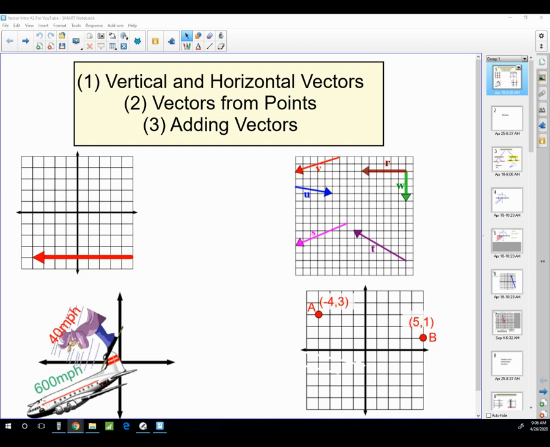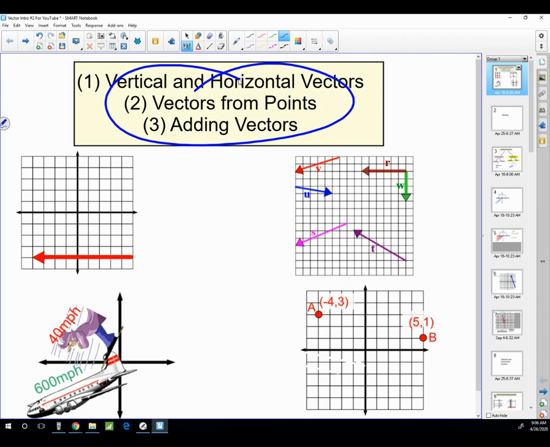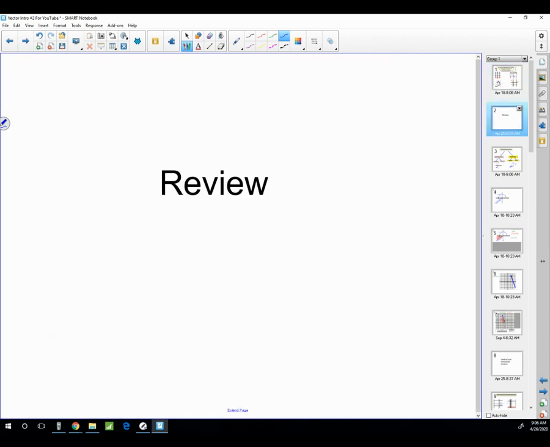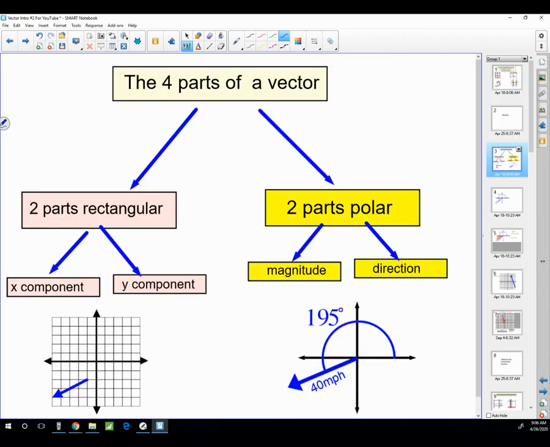We have a lot to do today. We are talking about these concepts of vectors. Before we get to that, let's review the four parts of a vector. There are two rectangular parts called components and two polar parts called a magnitude and a direction. Remember, the magnitude is the hypotenuse.